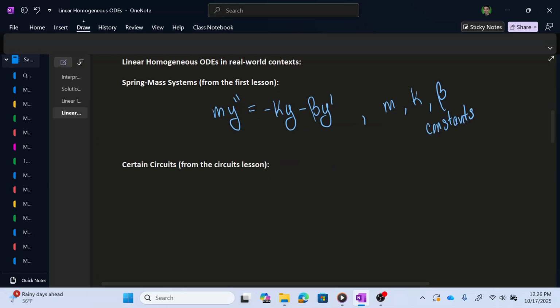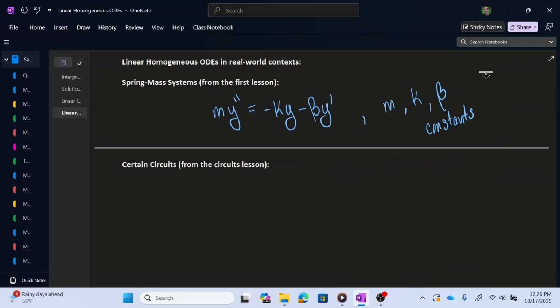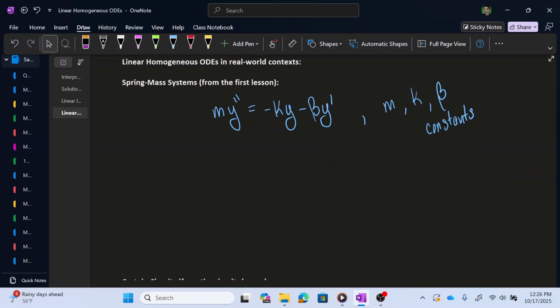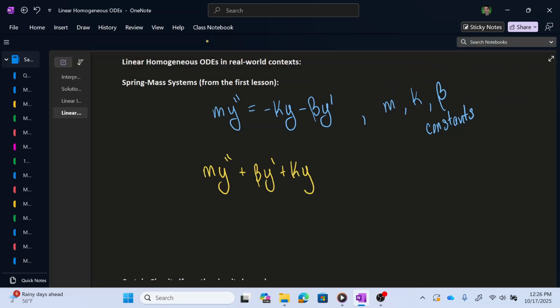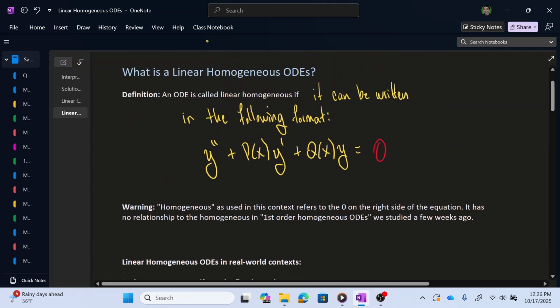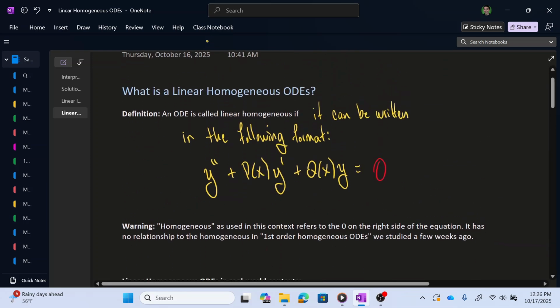Now let me rewrite this equation in a slightly different format. I'm going to start by pulling all of these terms over to the left-hand side, so that I have m y'' + beta y' + k y on the left equaling 0 on the right. And then you can just as well divide out that mass, leaving you with an equation that has the exact format described when we wrote down our linear homogeneous ODE up here.